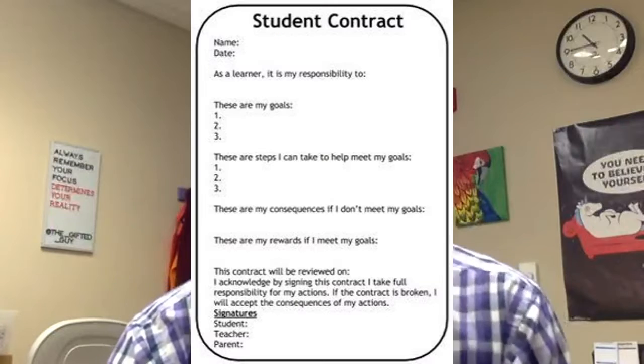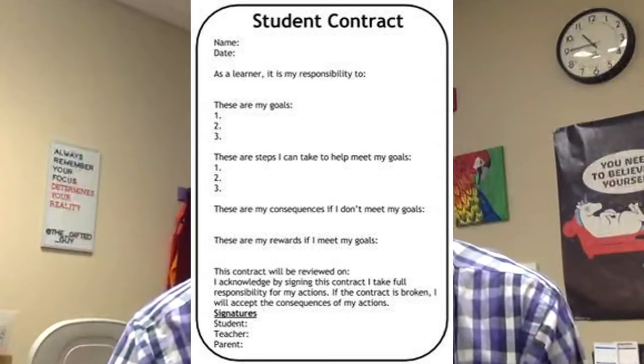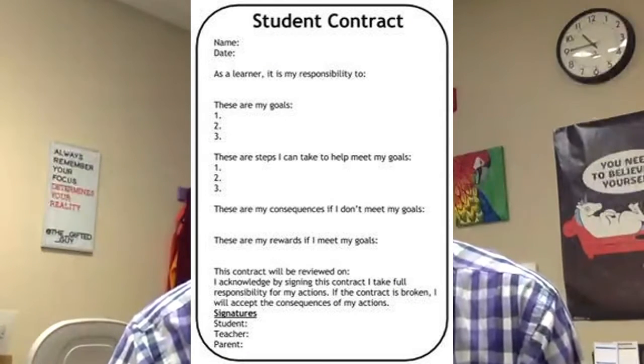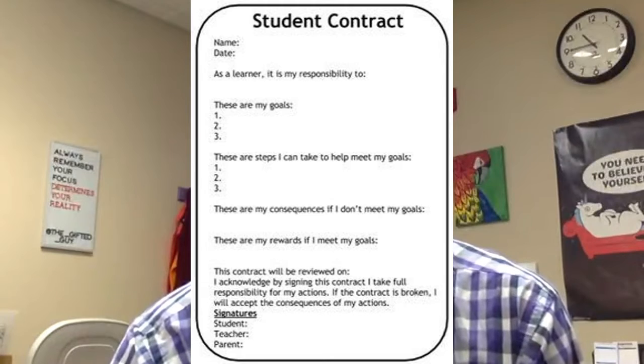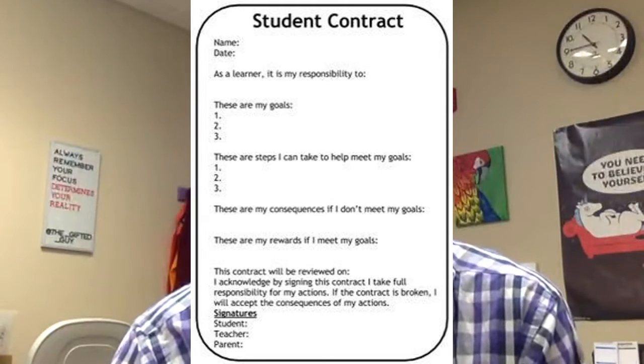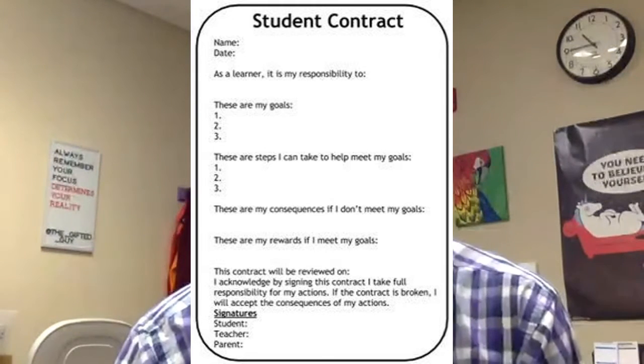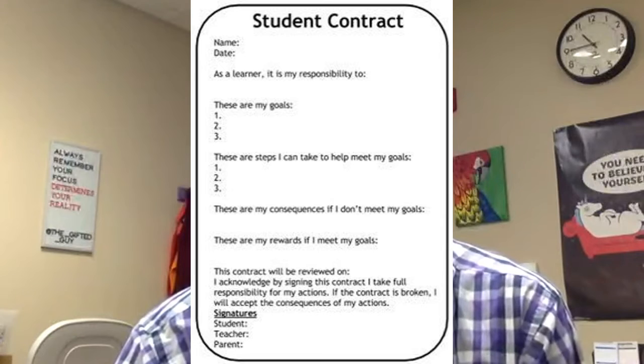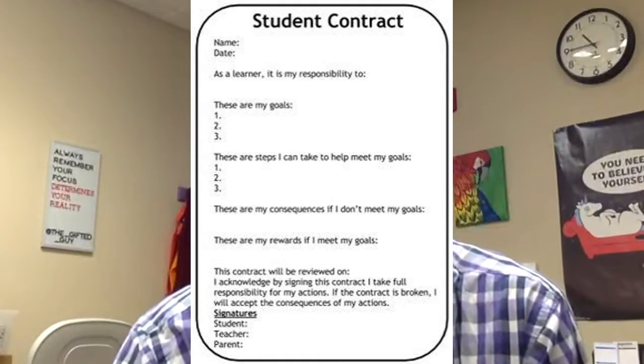So let me show you some examples of student contracts. What you see here is a really simple student contract. In this, the student is figuring out what their responsibility is when it comes to their goals. And it has blanks for several goals that they can put there, and then the steps they're going to take to meet these goals.